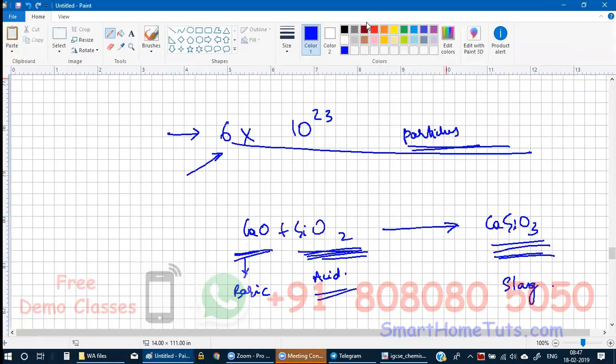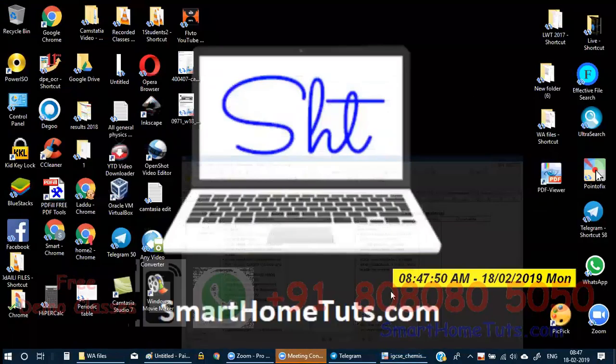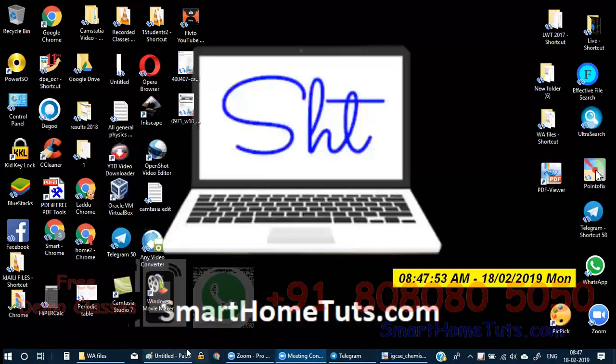Calcium oxide is a metal oxide. That is what is known as basic, right? Yes, it's basic. Because it is a metal oxide, therefore it is a base.